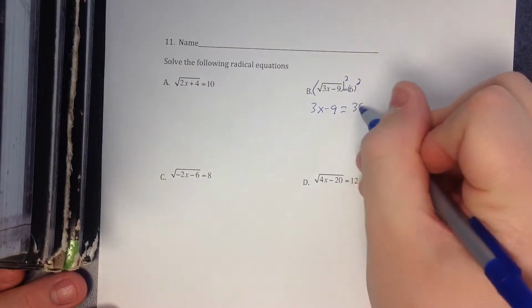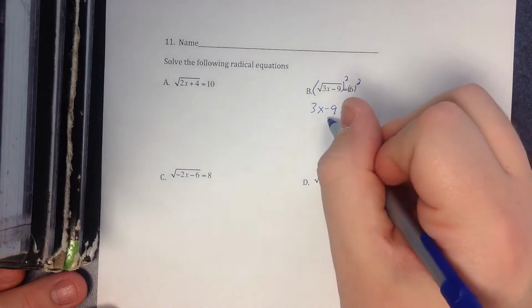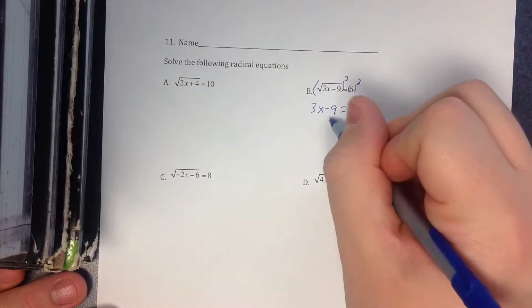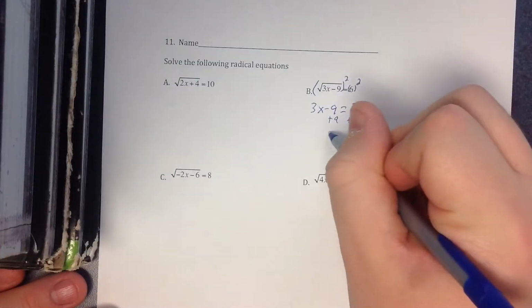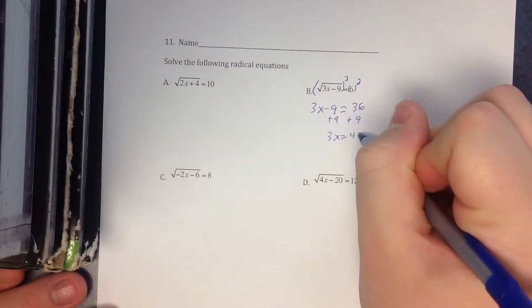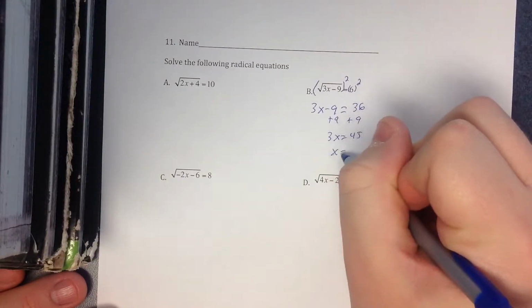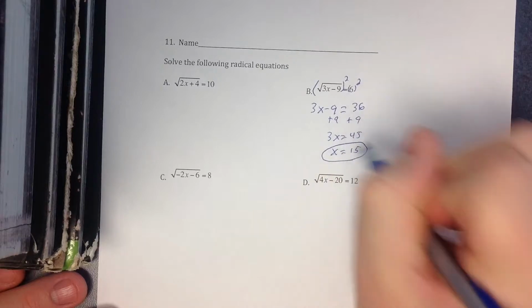6 squared is 36. So then it's just a two-step equation. So add 9, 3x equals 45, divide by 3, x equals 15.